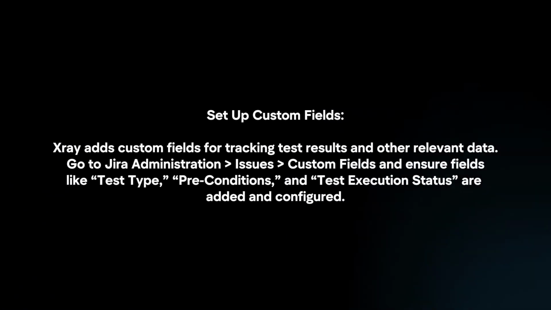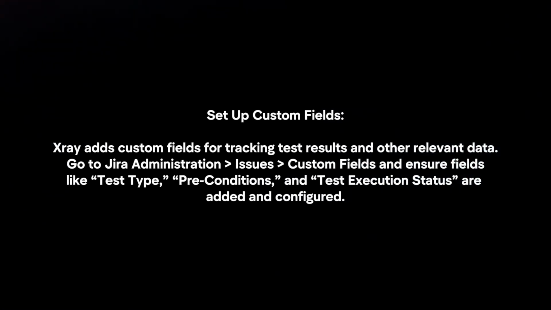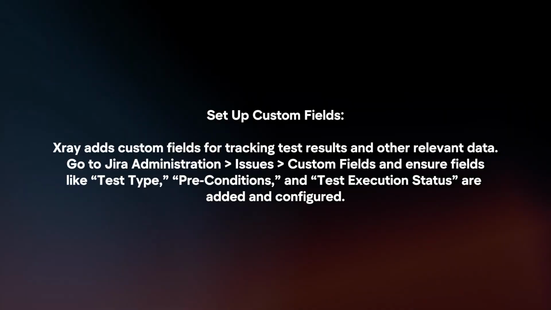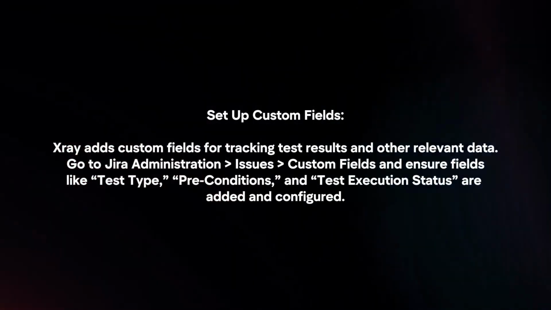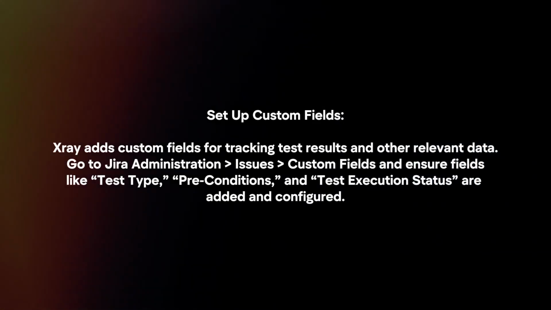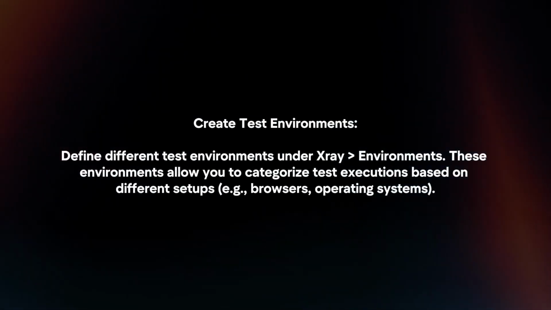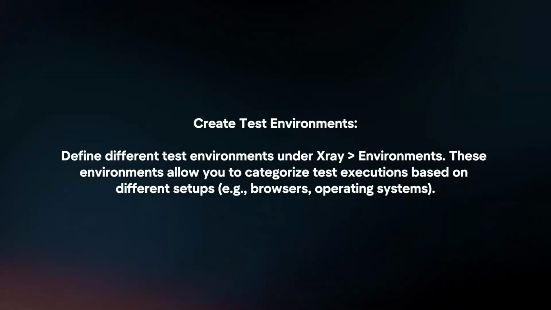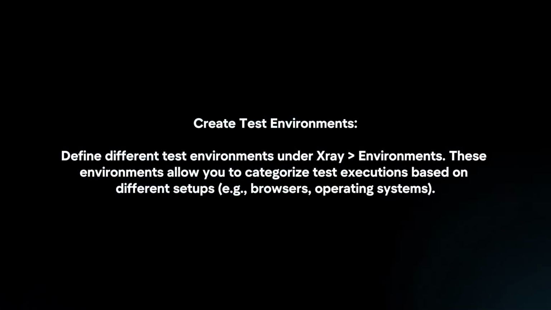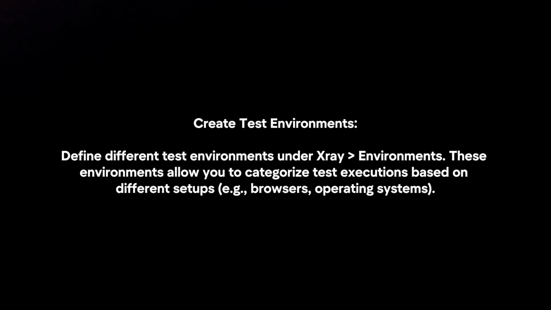Set up custom fields. Xray adds custom fields for tracking test results and other relevant data. Go to Jira Administration, Issues, Custom Fields, and ensure fields like test type, preconditions, and test execution status are added and configured. Create test environments. Define different test environments under Xray environments. These environments allow you to categorize test executions based on different setups.